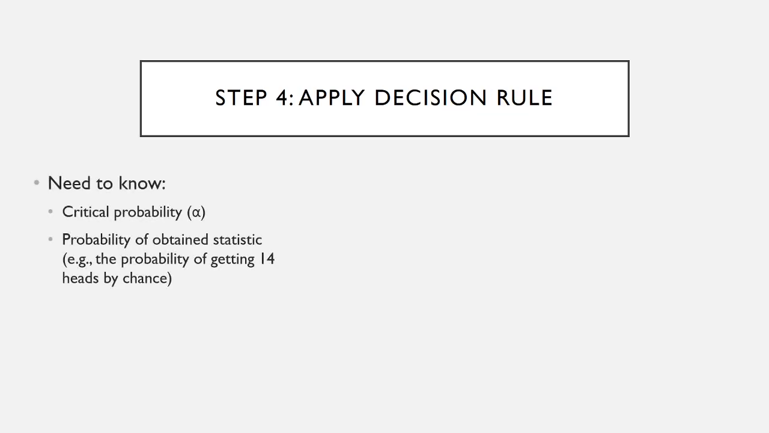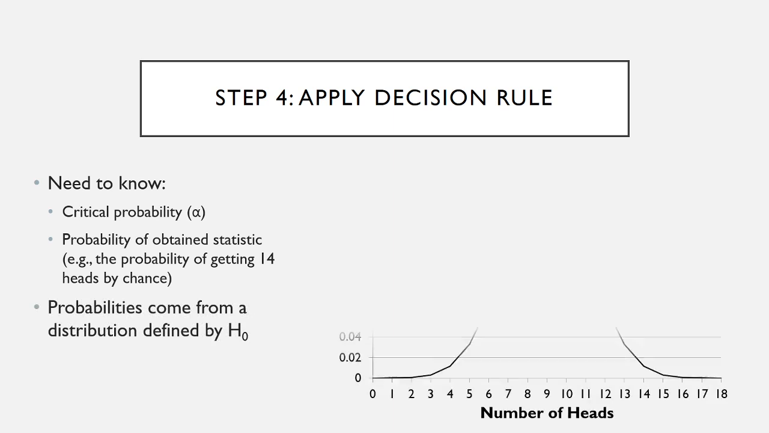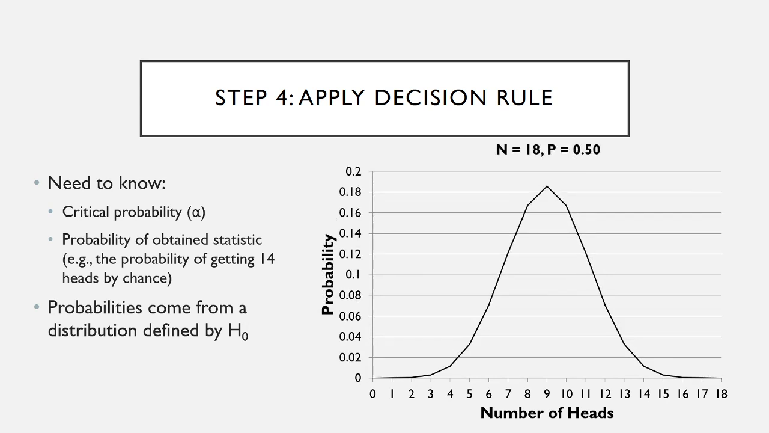All right, so application of the decision rule. We're finally making some moves. Here's what we need to know to accomplish this step. We need to know our critical probability value. If it's p equals 0.05, that's fine. We need to evaluate the probability of getting our obtained statistical outcome. So in this case, let's say we got 14 heads on 18 coin flips. We need to know the probabilities as defined by the null distribution. And we need to compare our obtained statistic to this null probability distribution.